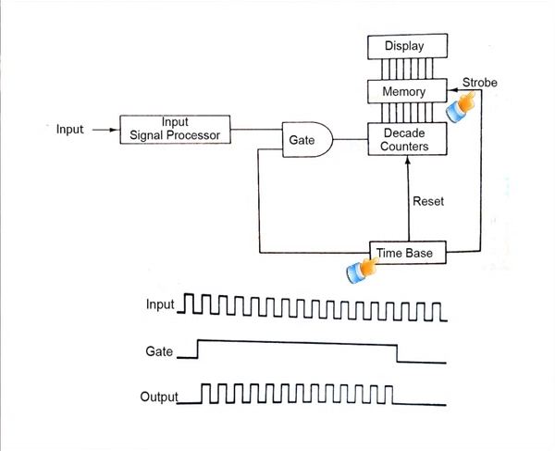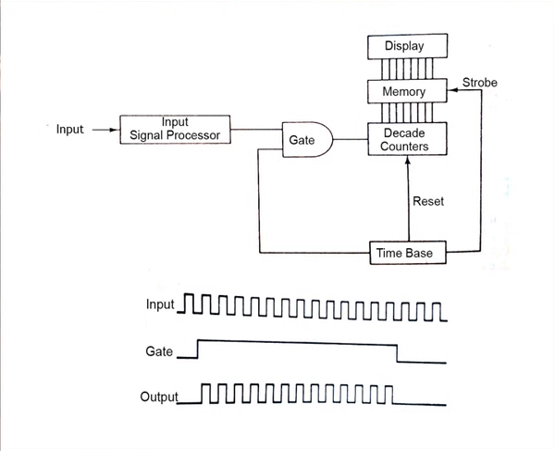So, this count in the counter is then passed to the memory through the strobe signal, which is again generated by the time base. As soon as the time base pulse generated by the time base block goes low, the time base also generates the strobe signal, which is fed to the memory. When this strobe signal is fed to the memory, the count in the counter is loaded into the memory and is displayed onto the display.